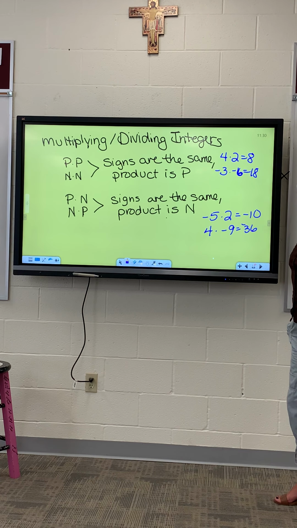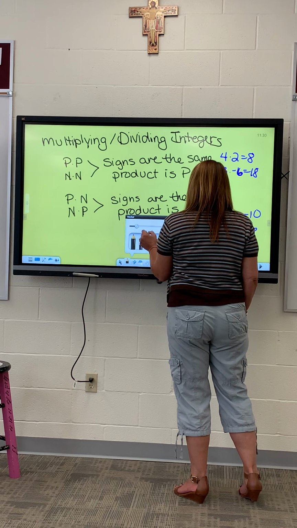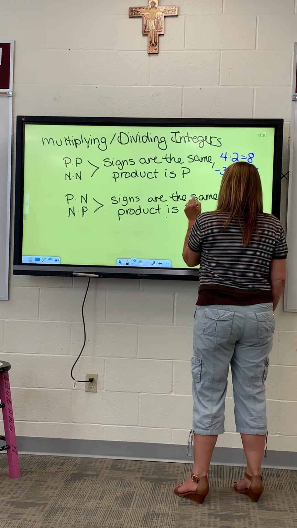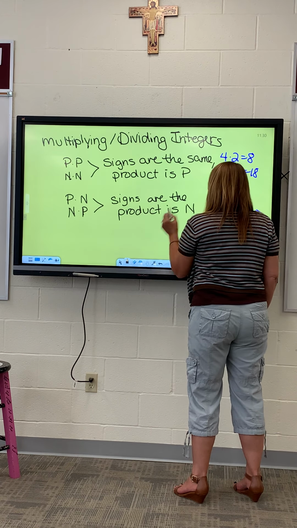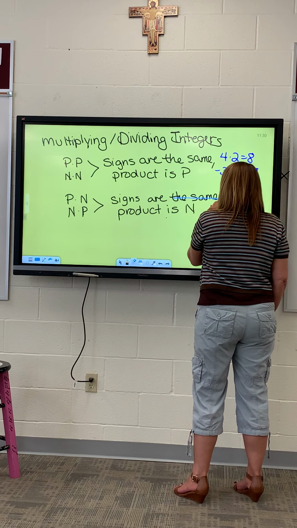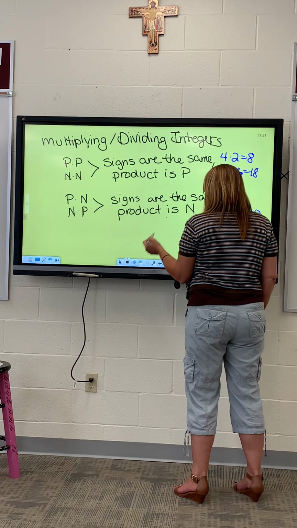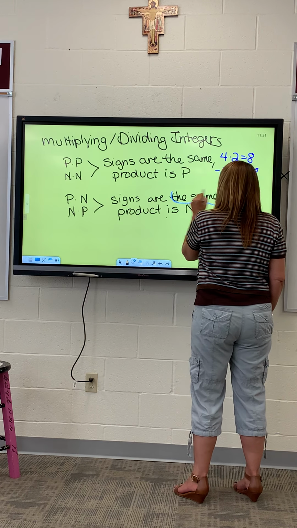It says for both of them, signs are the same. It does, doesn't it? Thanks for catching that. Signs are different. Oh my goodness, Lord in heaven, help me.